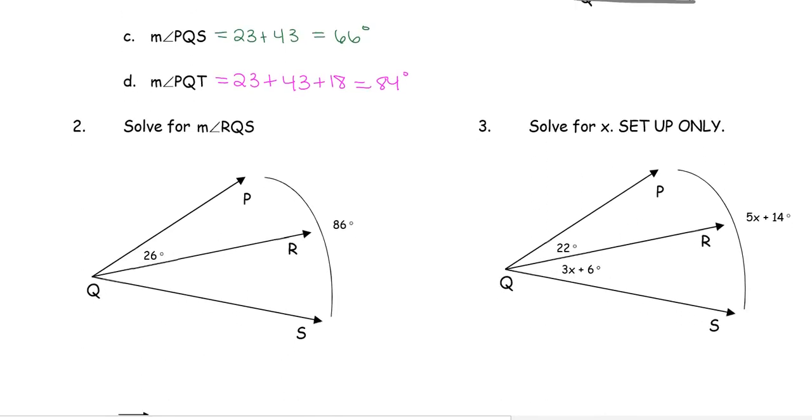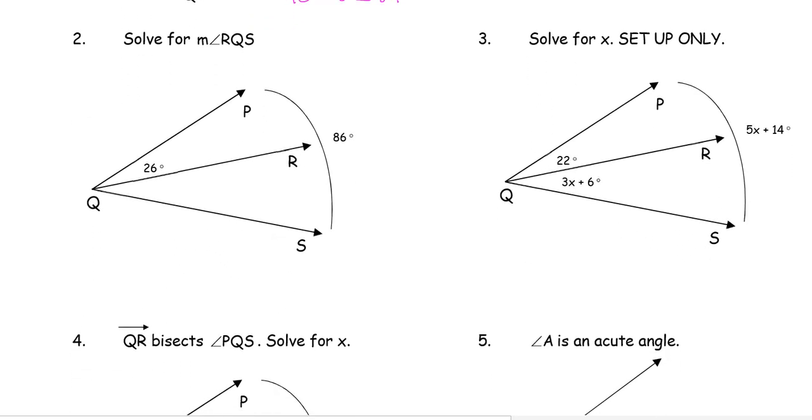All right, number 2, we want to solve for the measure of angle RQS. So again, first thing we have to do is make sure that we are identifying and we know which angle the directions are referencing. So if I'm going from R to Q to S, I start at R, I trace to Q, and then I go towards S. So my goal here, what I'm trying to find, is that angle right there.